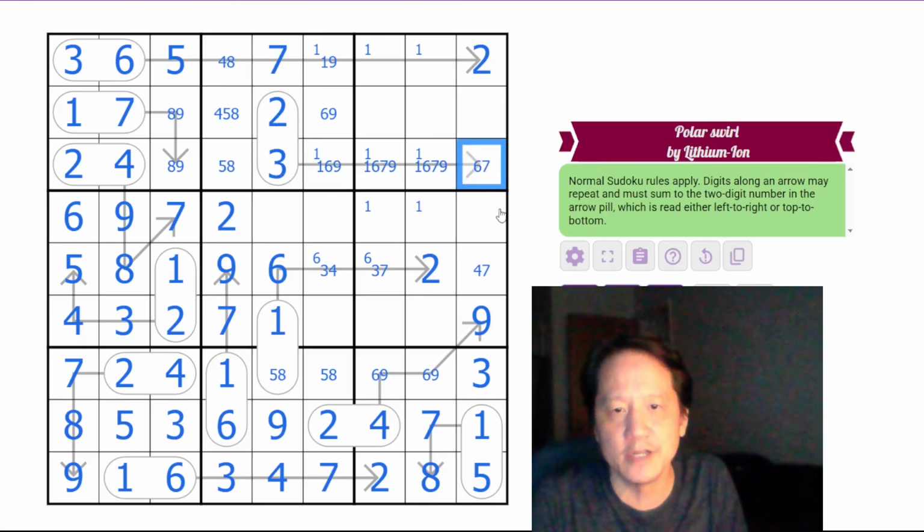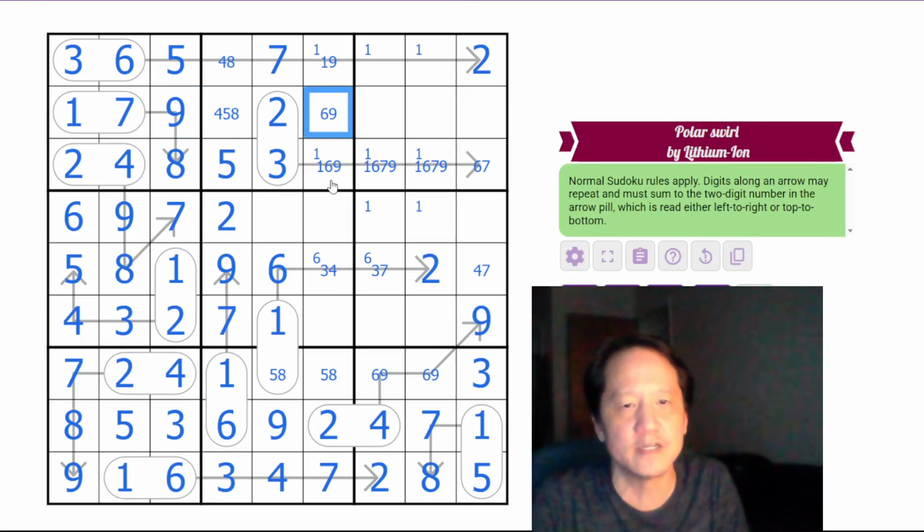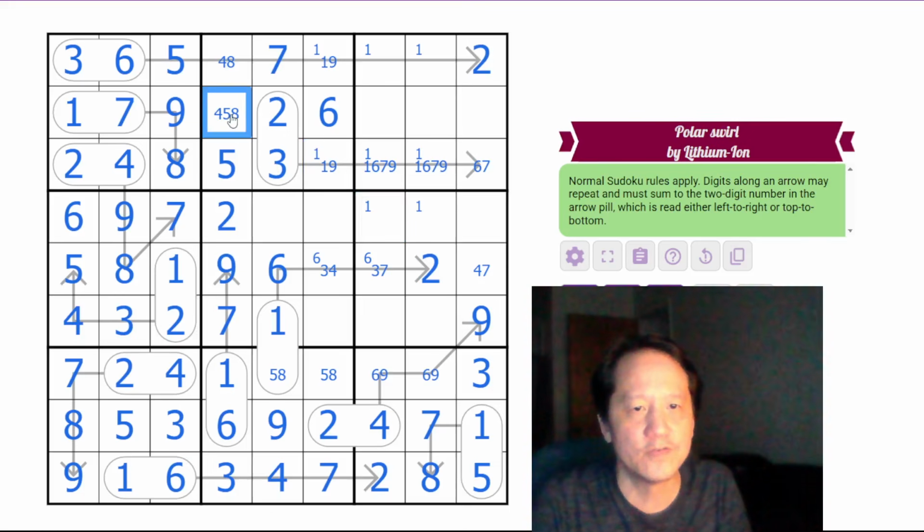No 1 or 9 here, so it's 6, 7. This can't be 9. This is 8, which makes this 5. 8 eliminates 8 here, so it's 9, which eliminates 9 here, so it's 6. So this cannot be 6 here. No 5 here. 4, 8 as a pair. We have 5, 8 remaining in column 5.